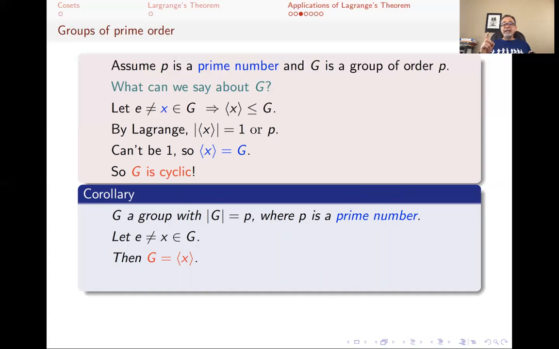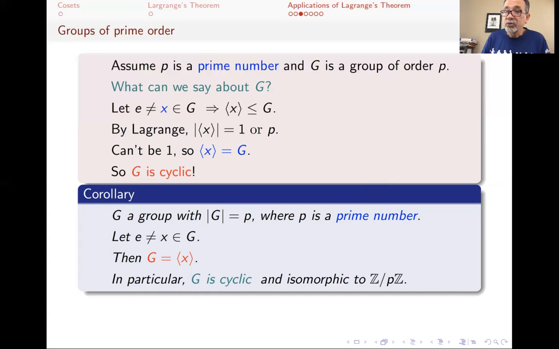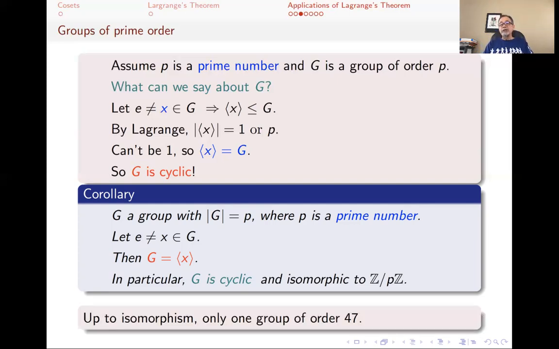So all non-identity elements are generators, and the group is cyclic. So we now have all of a sudden characterized, with hardly any effort, all groups of prime order. Two cyclic groups of the same order are isomorphic. So in particular, this group is going to be isomorphic to Z mod pZ, which is our go-to cyclic group of order p. So this says that up to isomorphism, there's only one group of order 47. It's just Z mod 47Z.